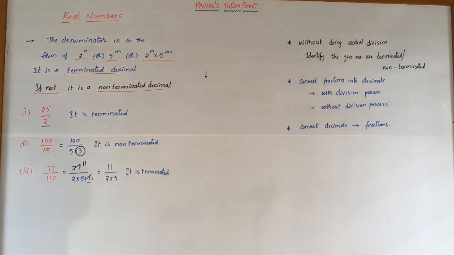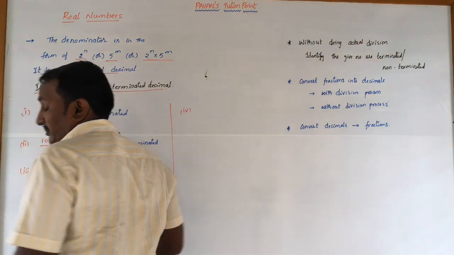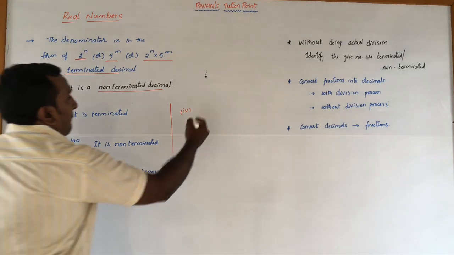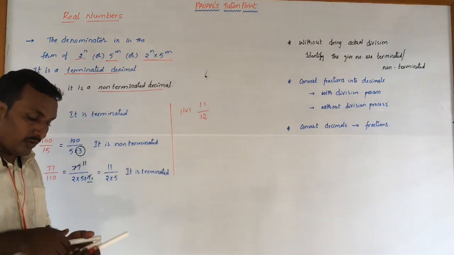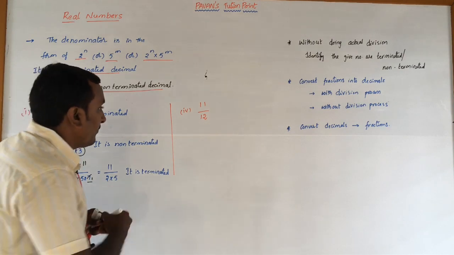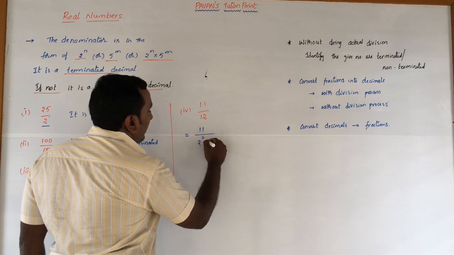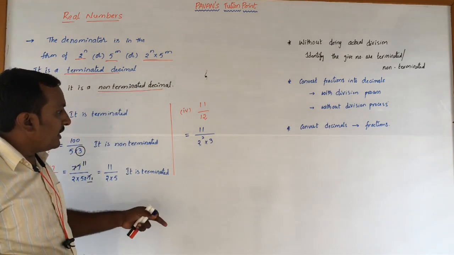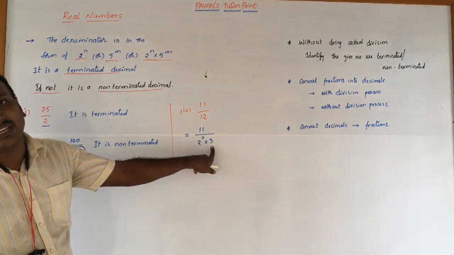One more problem here for you. All these questions I am taking from the textbook only. That is 11 by 12. Now I am going to factorize 12. If I factorize 12, we get 2 square into 3. 2 square means 4, 4 into 3. Now here also, other than 2 we have another number, 3.